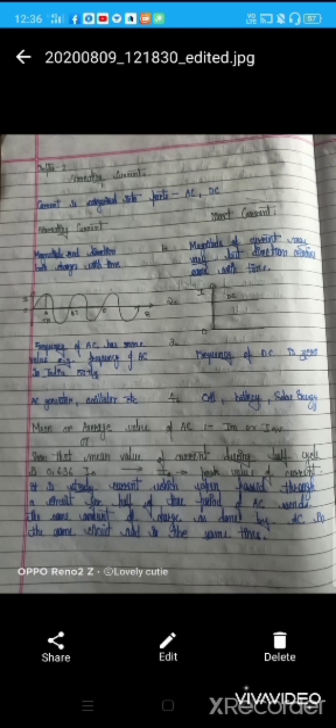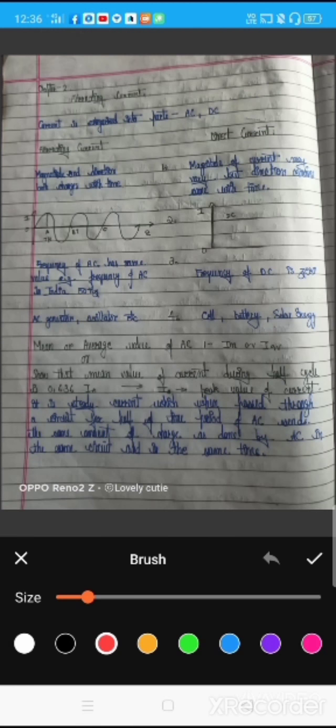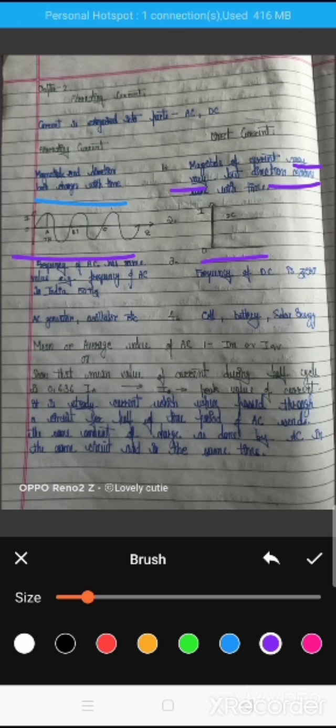Alternating current, first point of difference: magnitude and direction both change with time. On the opposite side, for direct current, the magnitude of current may vary but the direction doesn't change with time. And this is the graph. It is uniform, while AC is in waveforms. The frequency of AC is 50 Hz in India and the frequency of DC is 0.